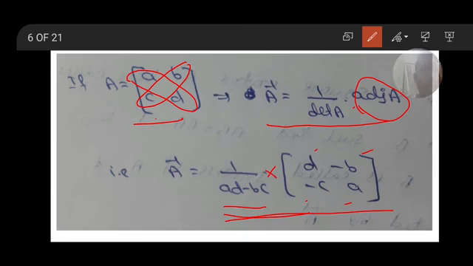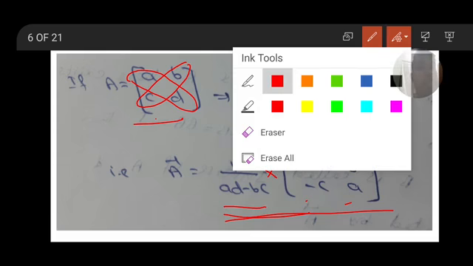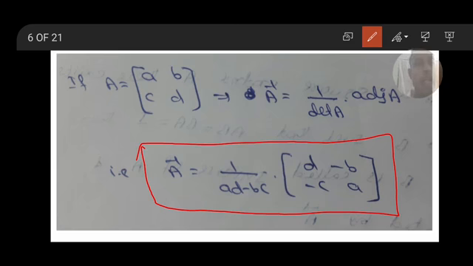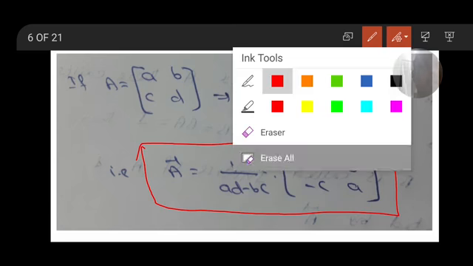How to find the adjoint? In the previous class we discussed the adjoint of A, and det A is also in the previous class. We have to multiply 1 by det A, that is 1 by AD minus BC, by D, minus B, minus C, A. For a 2 by 2 matrix, if you remember this formula, we can find A inverse directly. Otherwise, you have to find det A and adjoint A and substitute in the formula. Okay. Now problems.